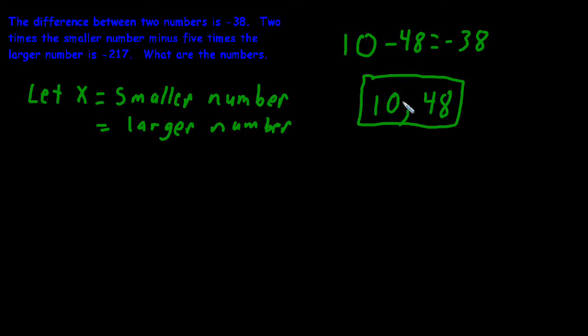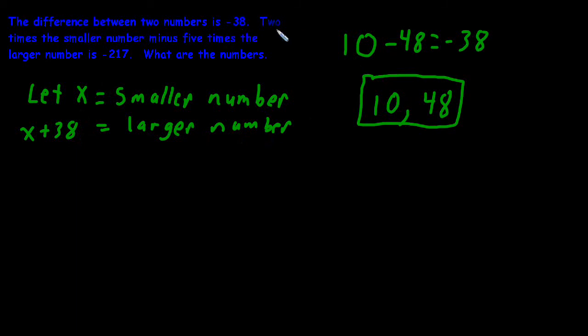Well, the larger number, 48, is 38 more than the smaller one. And so x plus 38, you see, that's a critical part. X plus 38 would represent the larger number. And then if we took the smaller minus the larger, we get negative 38. And so that's what we can extract from this first sentence.